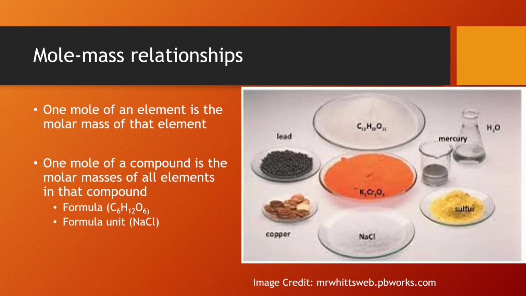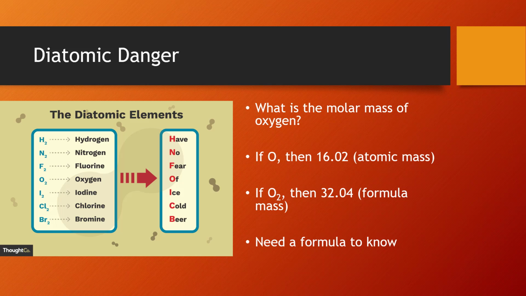And for a formula unit like NaCl, your basic sodium chloride, then that's going to be the molar mass of sodium plus the molar mass of chlorine. And that tells you the mass of a mole of that substance. So if you wanted to convert back and forth, you're going to convert using the masses of that substance.